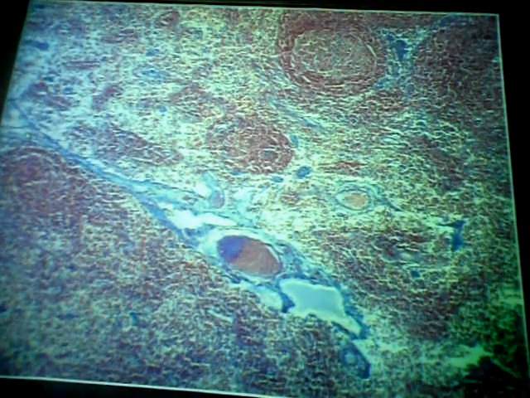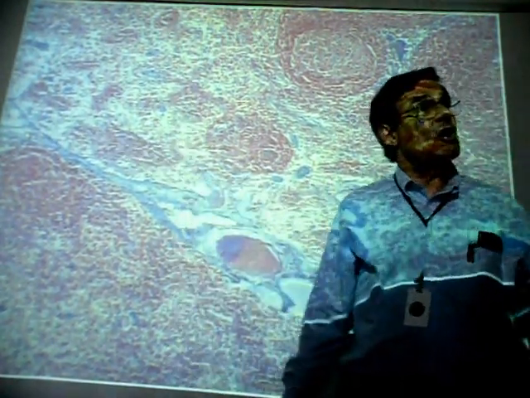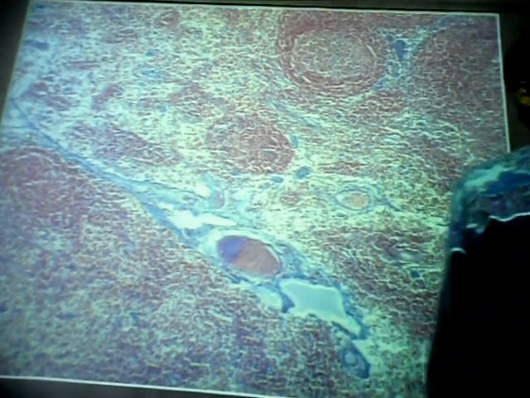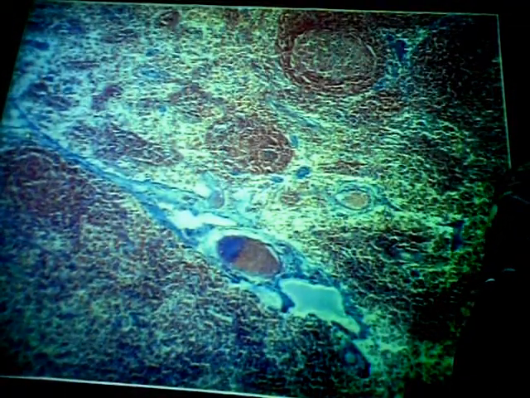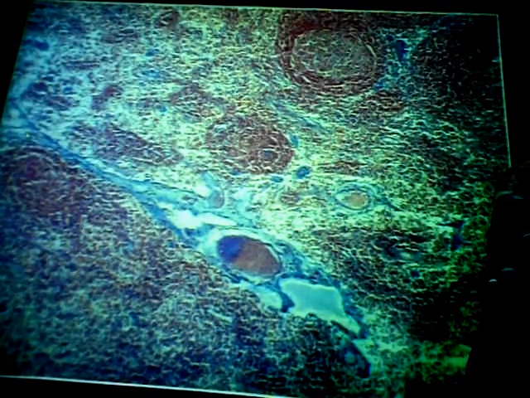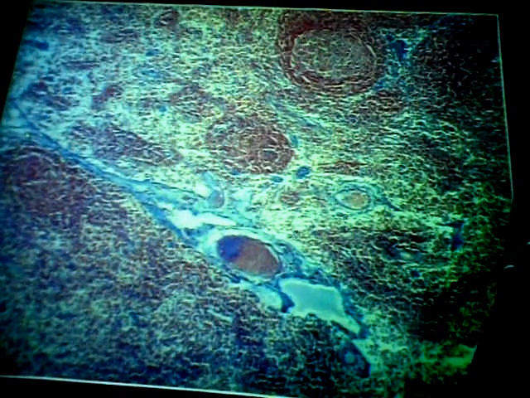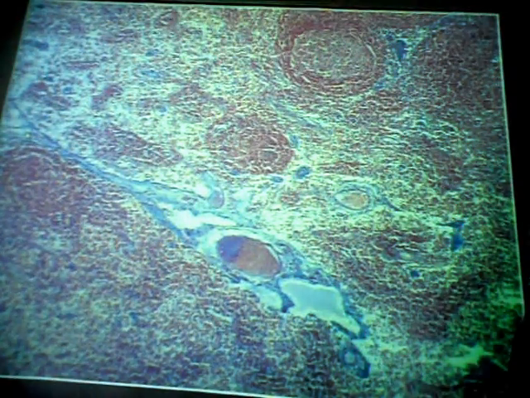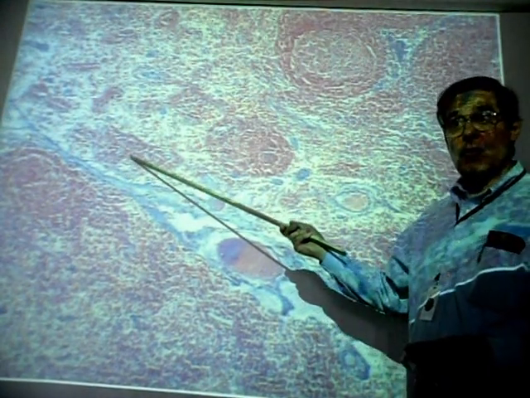And what is in these sinuses? What fluid? Lymph, not blood. And what does the lymph node do? It filters the lymph by virtue of what type of cell? Macrophages. So we have macrophages in these medullary cords.